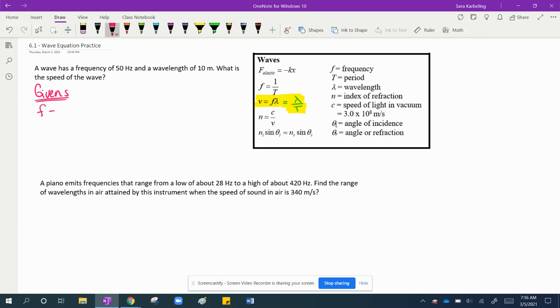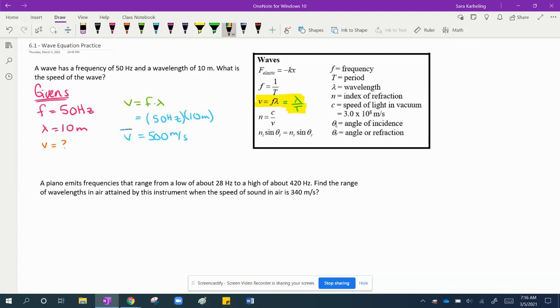So the frequency is 50 hertz. The wavelength is 10 meters. And then the unknown is the speed of the wave. We've got an equation, highlighted right over there: v = fλ. And so in this case, we literally just need to plug it in. So we're going to say 50 hertz times 10 meters. And even without a calculator, I've got that one in my head. That is going to be 500 meters per second, which is the velocity.